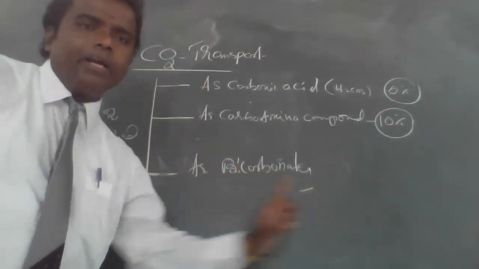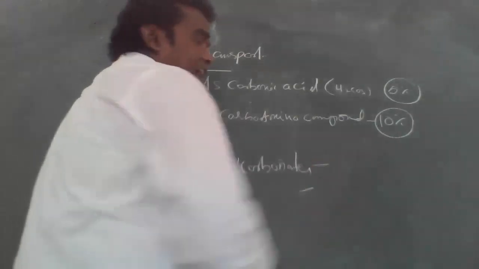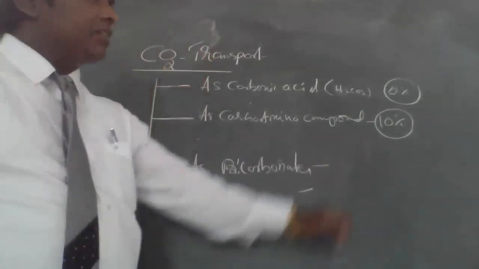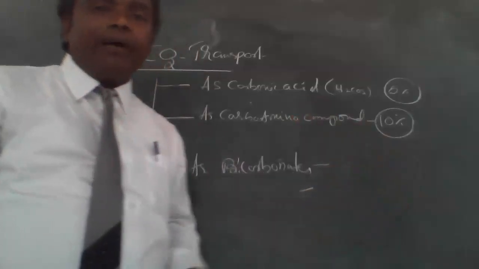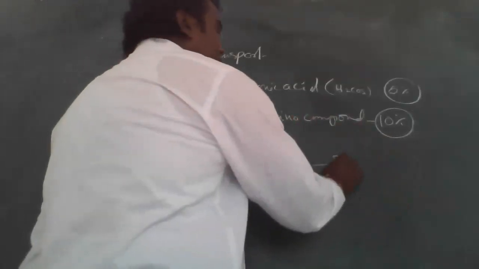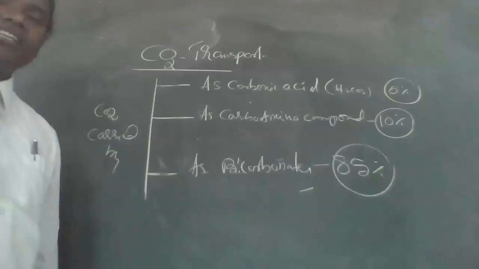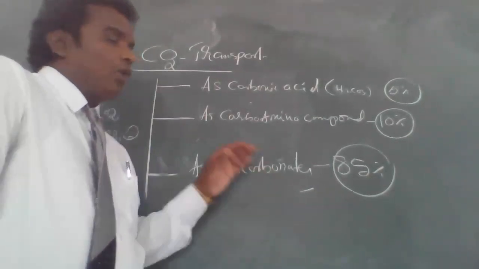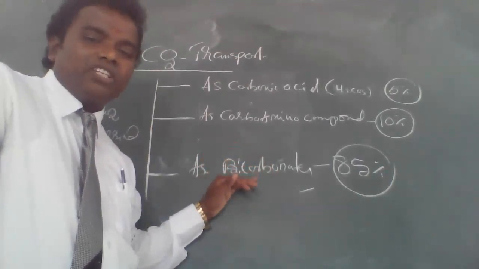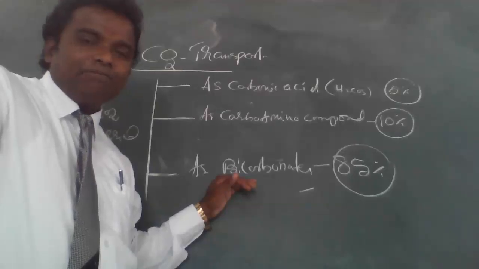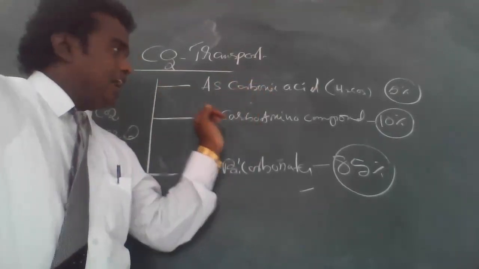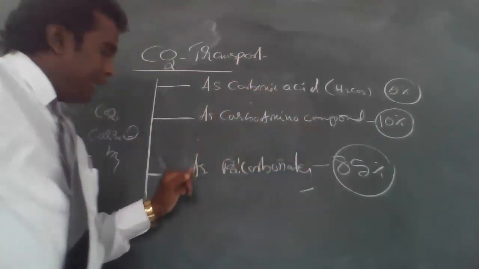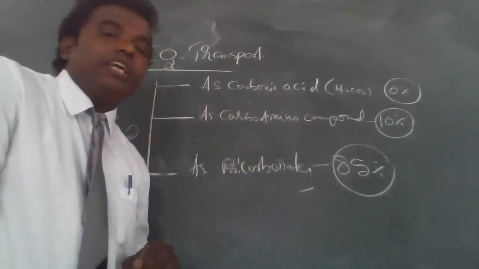As bicarbonates, how much percentage is remaining? Come on, tell me. Remaining percentage out of 100, 5 completed, 10 completed. Remaining what? 85. Very good. Excellent answer. So as carbonic acid 5%, as carbamino compounds 10%, as bicarbonates 85%.